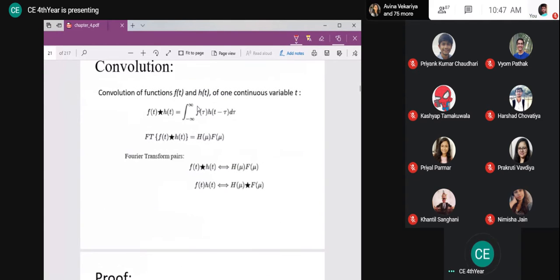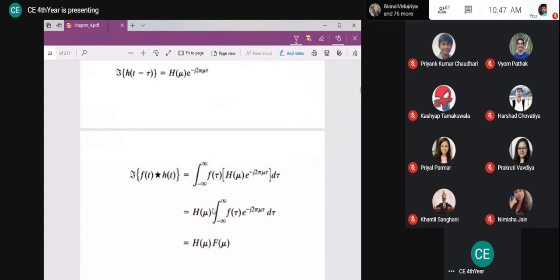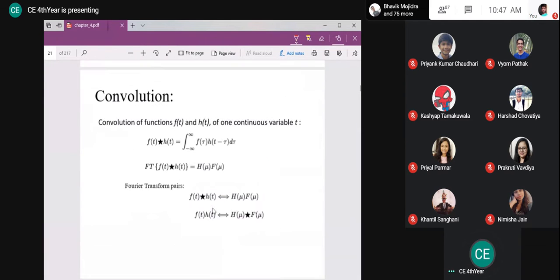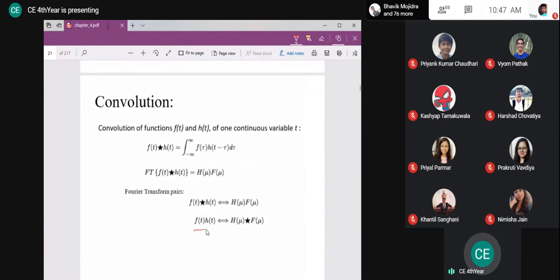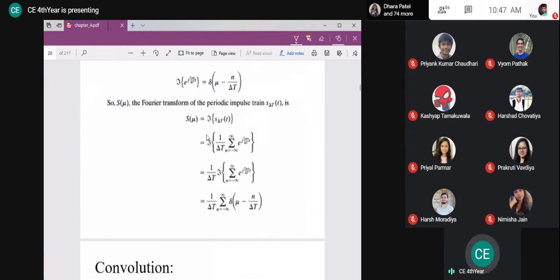This is the convolution theorem I was talking about: multiplication in the time domain, convolution in the frequency domain. Convolution of what? The frequency domain representations of both. So what is the frequency domain representation of my function? I am assuming it is F of mu. What is the frequency domain representation of my impulse train? That I have already found earlier.